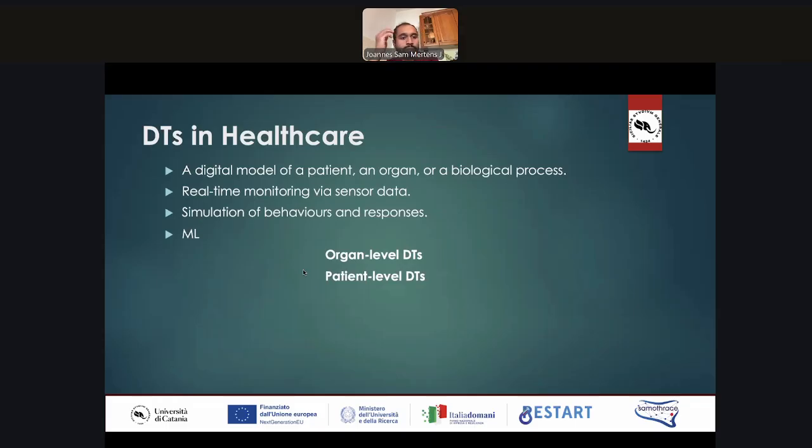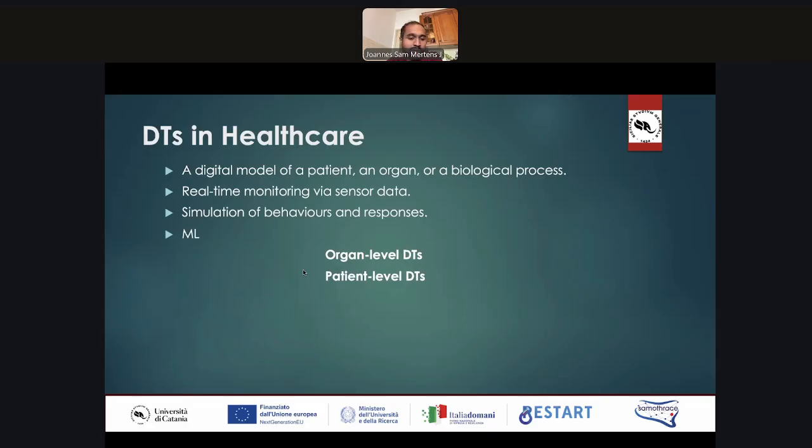So you can do real-time monitoring when you feed this sensor data, and you can also do simulation of behaviors and responses. Like I was already telling, what happens when a drug is injected into the body? How do the human organs respond to it? And you can do the simulations in an immersive way. And then the last point is integrating machine learning algorithms into the digital twins.